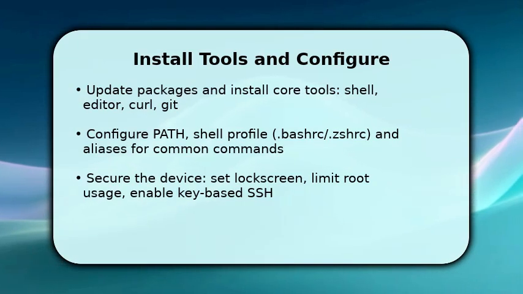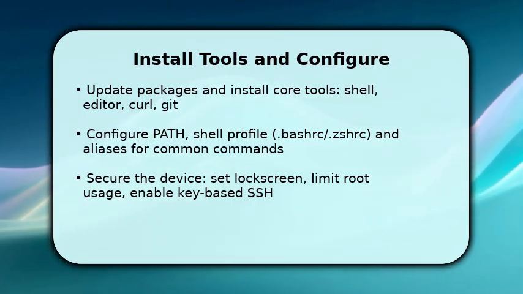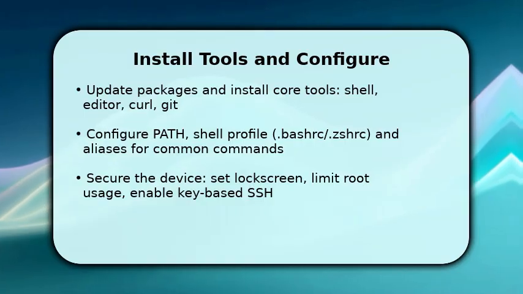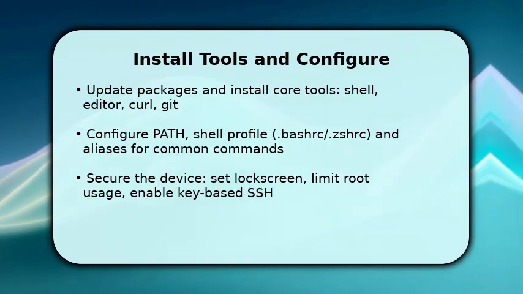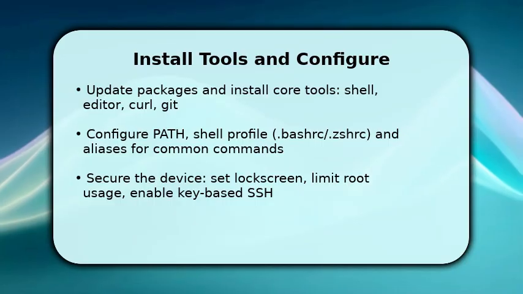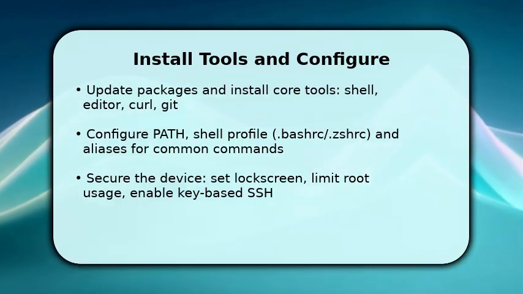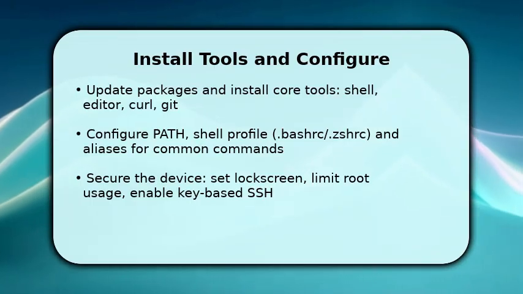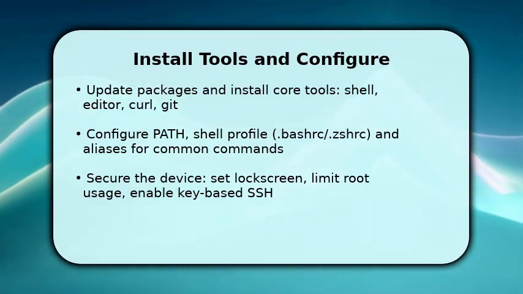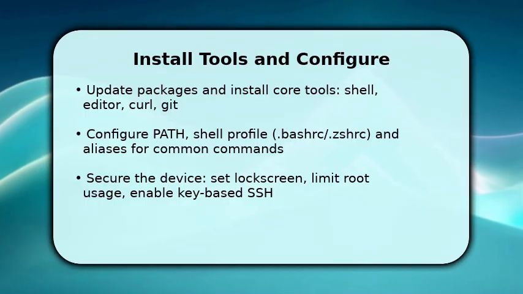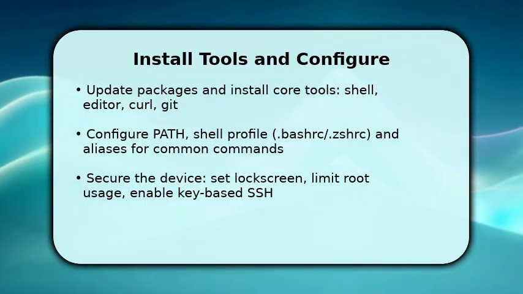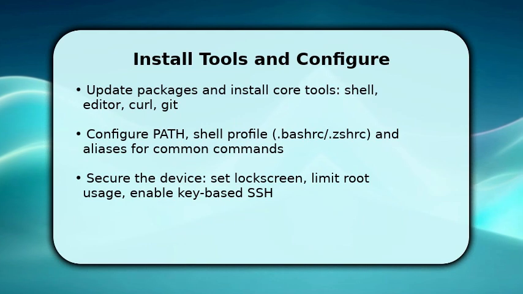Once the terminal is ready, update the package index and install essential utilities like an editor, curl, and git. You'll need them for everyday tasks. Then edit your shell profile to export path and add useful aliases so commands are faster. Configure an SSH key pair and copy the public key to remote systems. Keys beat passwords for speed and security. Make sure to disable persistent root shells and keep the phone locked when idle, because local access equals full control otherwise.